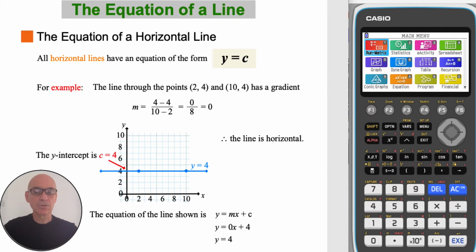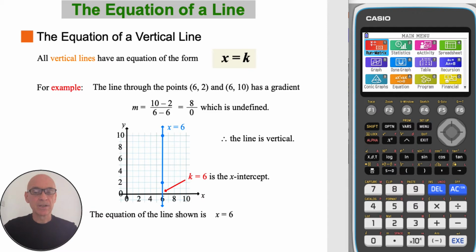All horizontal lines have an equation of the form y = c. For example, the line through the given points has a gradient m equal to 0. Therefore, the line is horizontal. And as can be seen in the diagram, the y-intercept of this line is 4. So the equation of the horizontal line shown is y = 4.